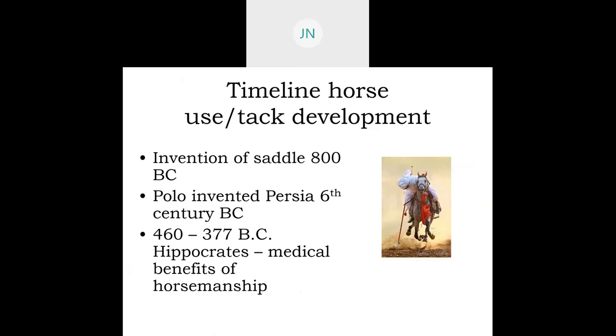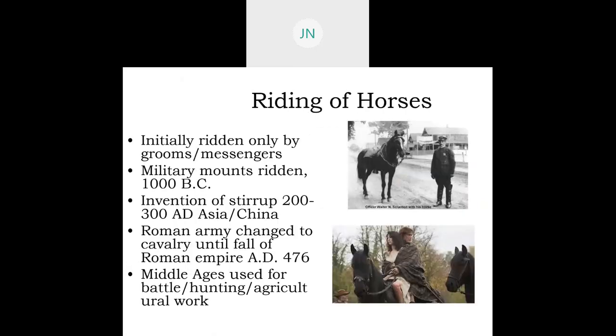Polo was invented in Persia in the 6th century BC. It's the oldest equestrian game. And 460 to 377 BC was when Hippocrates first talked about the medical benefits of horsemanship, leading to therapeutic riding today. Therapeutic horsemanship.